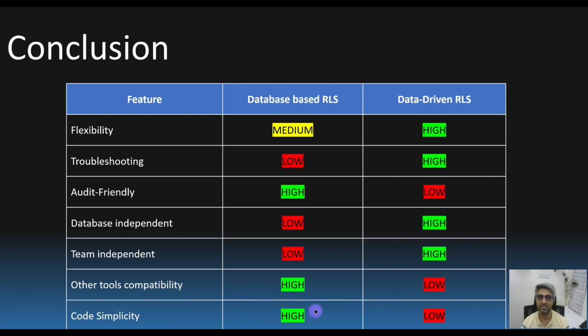Database-based RLS is very easy. It's pretty straightforward. It makes your code very simple and clean to maintain. However, the data-driven approach can get very complex, especially when you have lots of joins and lots of tables. Your code becomes very complex very quickly. So this is something that you have to be careful about.